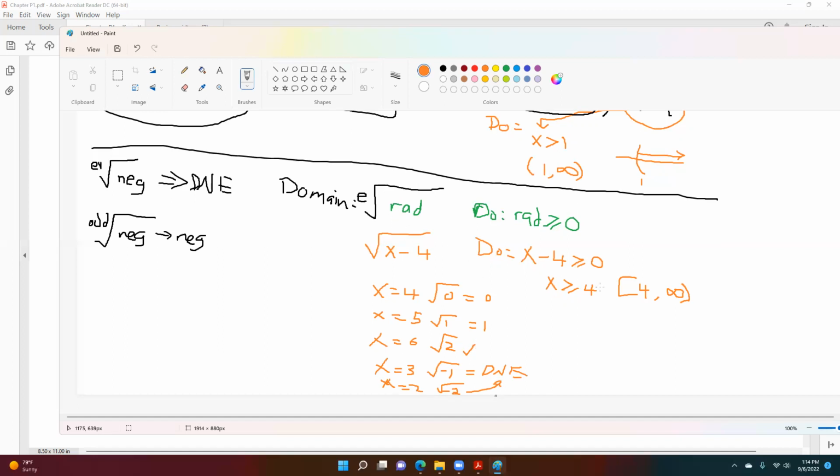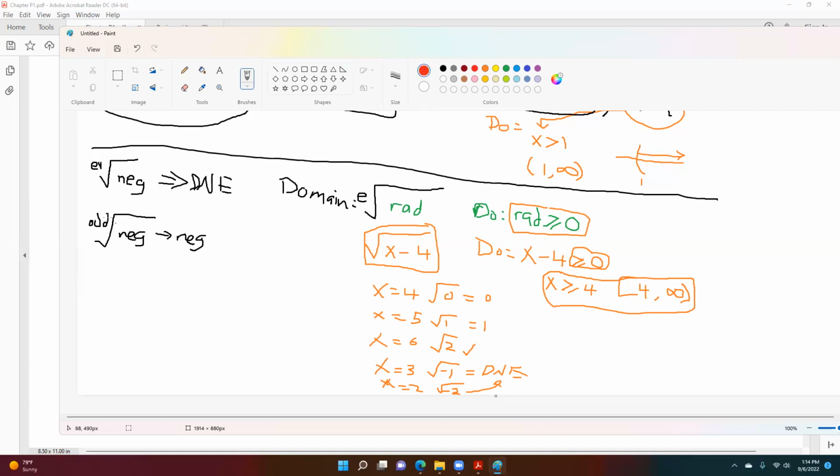So that's the reason why the domain for an even root, like square root, 4th root, 6th root, is that you take the radicand and make it greater than or equal to 0. Now this is only for even roots.